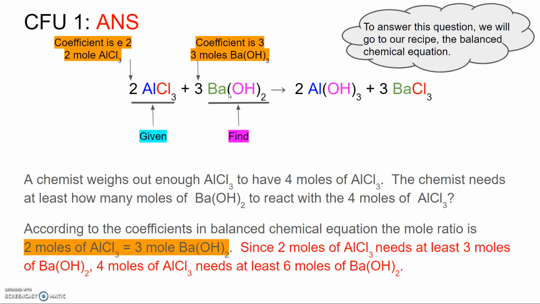Now, since 2 moles of aluminum chloride needs at least 3 moles of barium hydroxide, for 4 moles, so doubling that, you would have to double this coefficient as well, right? So 4 moles of aluminum chloride would need at least 6 moles of barium hydroxide. So essentially what you did was you scaled up the reaction, you doubled the recipe.